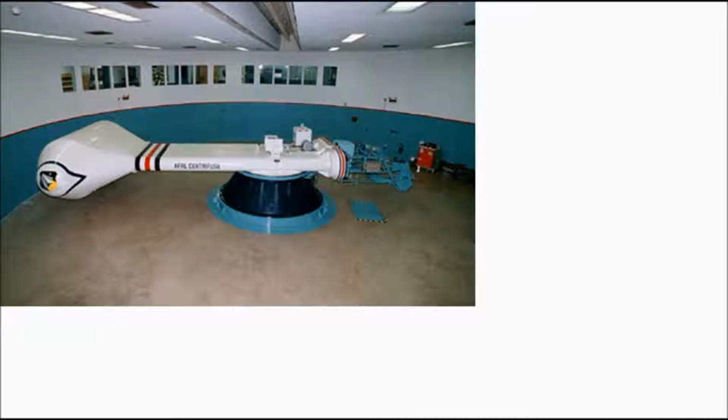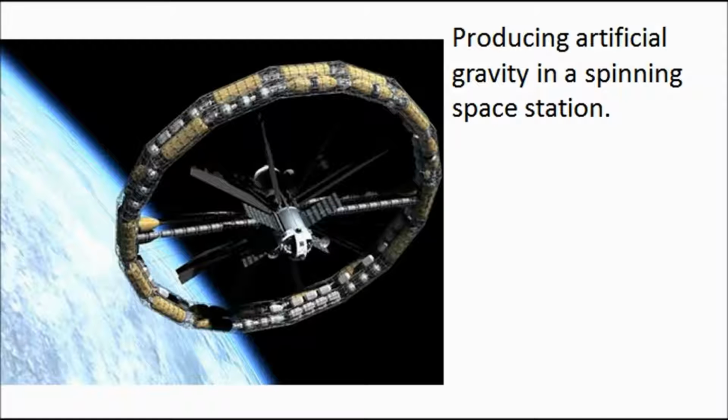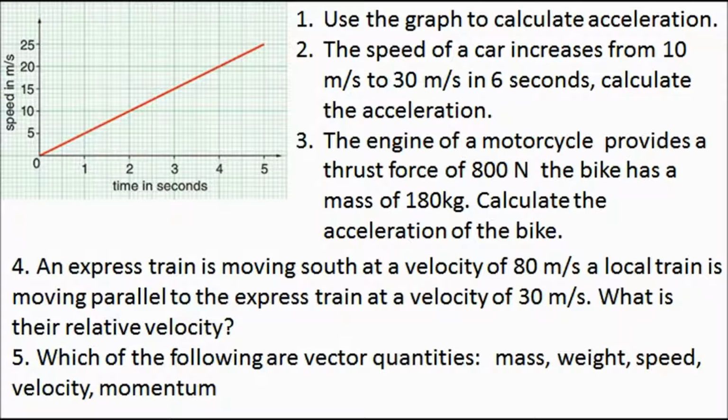Now, what you can do with this is if you've got a spinning space station or a spinning spaceship, you could produce artificial gravity. You spin the thing around, it creates an acceleration, and you can produce artificial gravity this way. Right, so that's about it for acceleration.